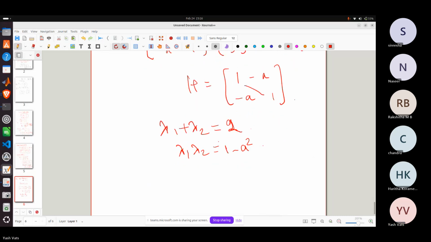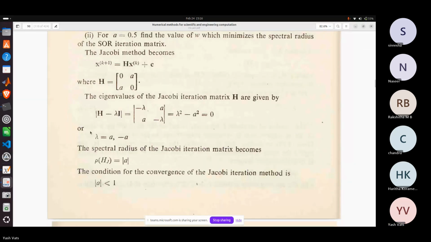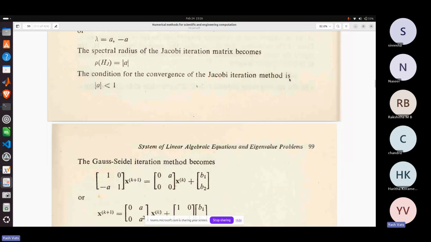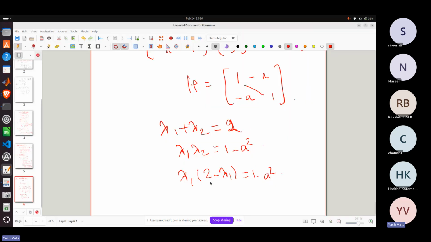So you can say lambda 1, 2 minus lambda 1, 1 minus a square. Or if you see that, you can find out easily using that. So lambda is a minus a, and you say that the absolute value of a should be less than 1 for the methods to converge. So sometimes this thing works, but it's kind of complicated a bit here.